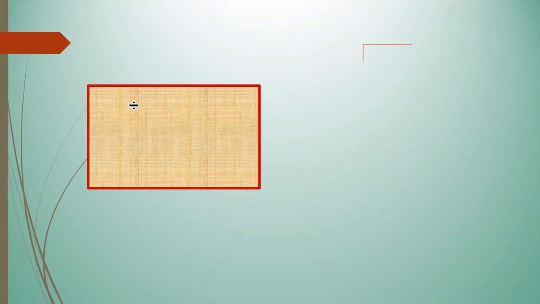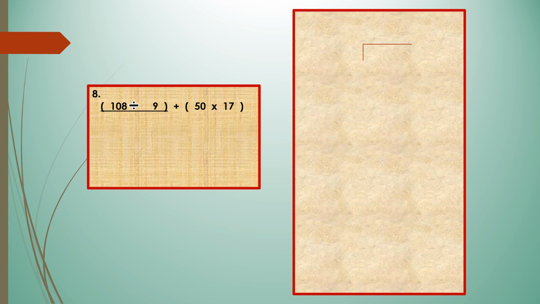Now question number 8. It says 108 divided by 9 plus 50 multiplied by 17. Now in my first bracket, I've got the division, which is to be solved in my rough column. I divide 108 by 9 and I get the quotient as 12, right? So I write 12 plus 50 multiplied by 17.